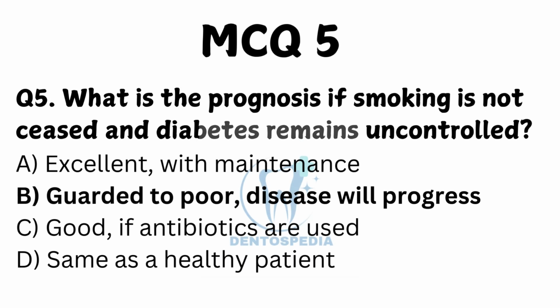The correct answer is B, guarded to poor. Without controlling risk factors, even the best treatment won't stop progression. Tooth loss is almost inevitable. Why not the others? Excellent or good prognosis isn't possible here. Antibiotics give only short-term improvement. And the prognosis is definitely not the same as a healthy patient.